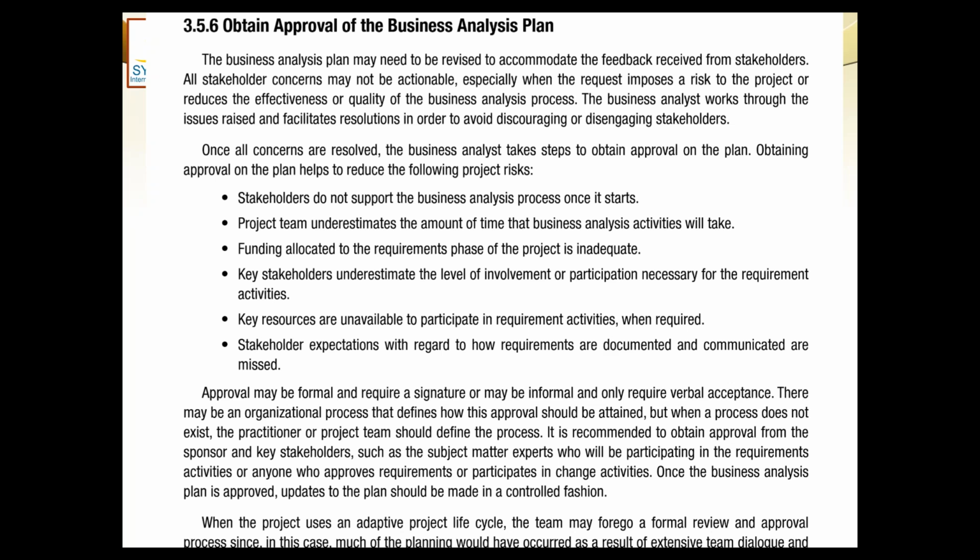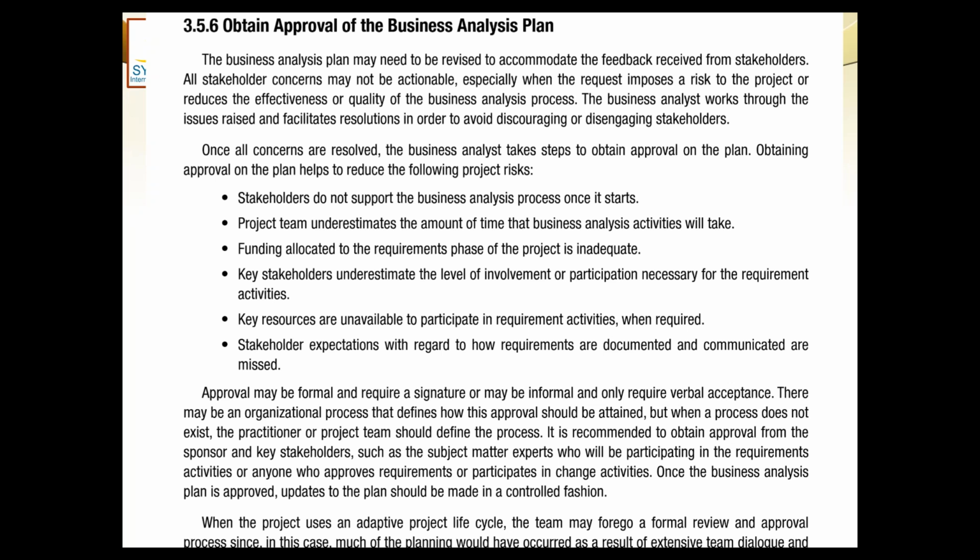Obtaining approval on the plan helps to reduce the following project risks. Like, stakeholders do not support business analysis process once it starts. So, if proper approval has been sought, then this problem would be over. Project team underestimates the amount of time that business analysis activities will take. So this will be addressed here. If there is a problem with underestimation, we will cover it up. We will revise it before the approval.